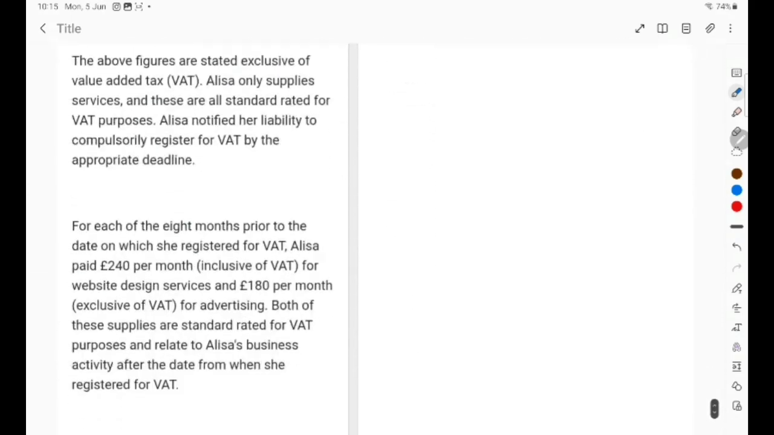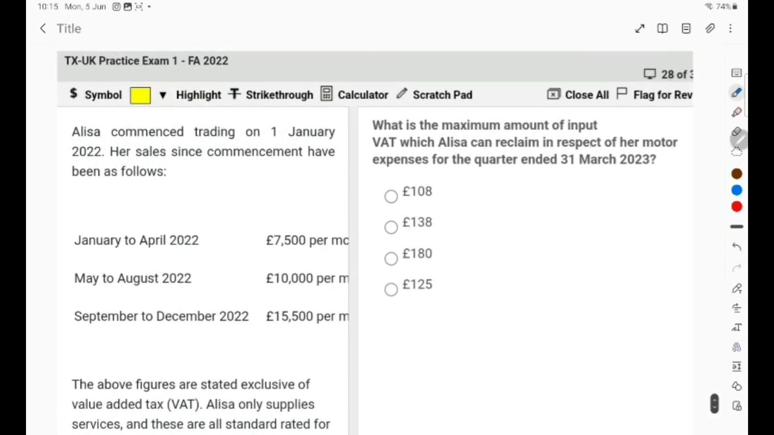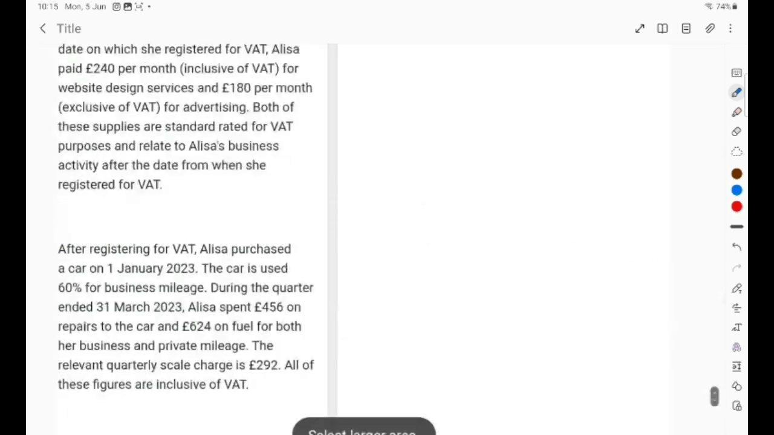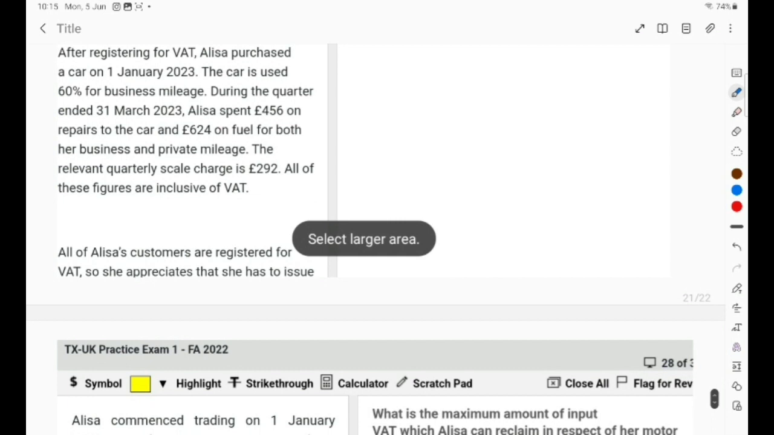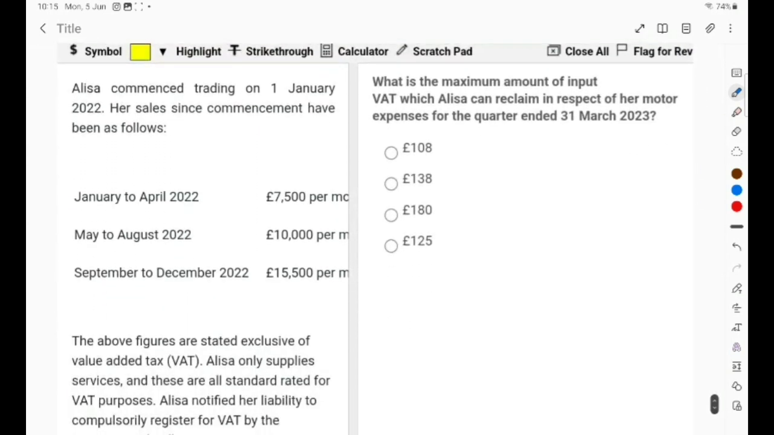So the question again is, what is the maximum amount of input VAT which Alisa can reclaim in respect of her motor expenses? She has spent 456 on repair and 624 on fuel. So the total amount she spent is 1080, and on this 1080 she can recover input tax of 180. How is it calculated? Because these 456 and 624 values are inclusive of sales tax. If the value is given to you inclusive, you have to multiply by 20 divided by 120 to find your answer.